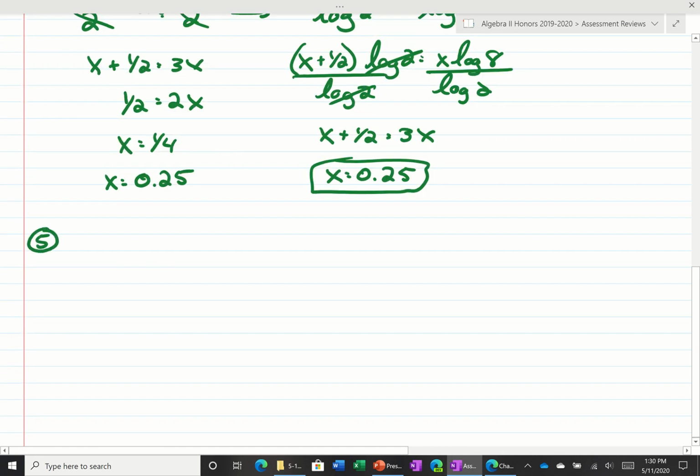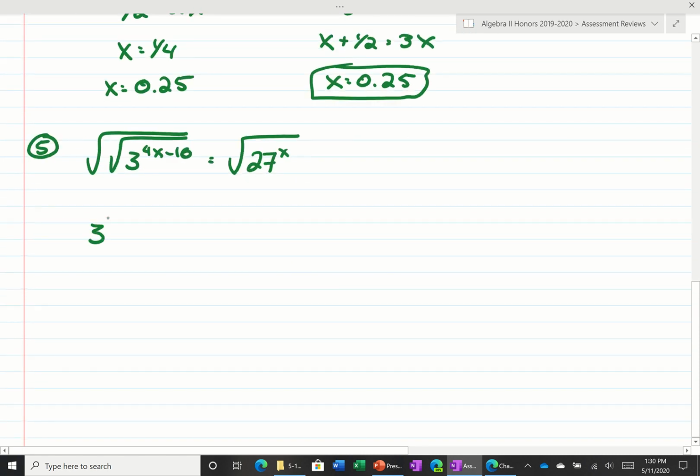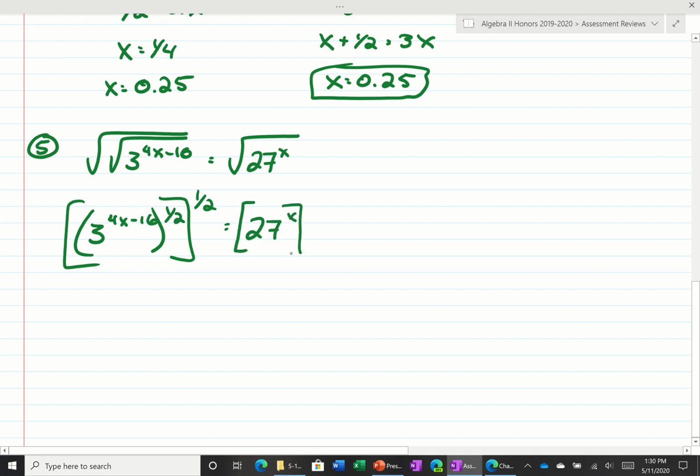And our last problem, problem number 5, it says we have a square root of 3 to the 4x minus 16 power is equal to the square root of 27 to the x power. So we'll convert these first two powers. Now, a square root of a square root is a 1/2 power to another 1/2 power. Whenever we have a power to power, we multiply. So 1/2 times 1/2 is 1/4. Then we're going to multiply 1/4 in here. So 1/4 times 4 is 1. 1/4 times 16 is 4. We have 27 to the 1/2x.